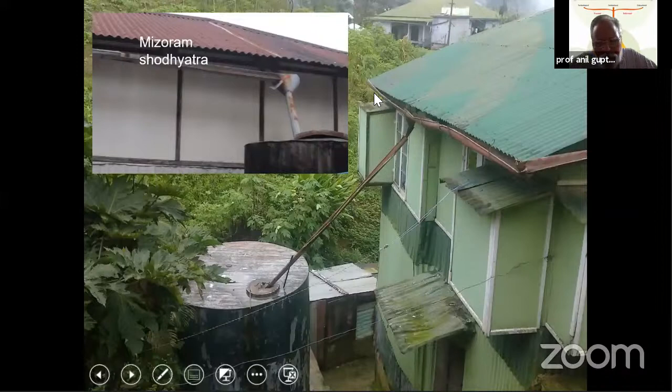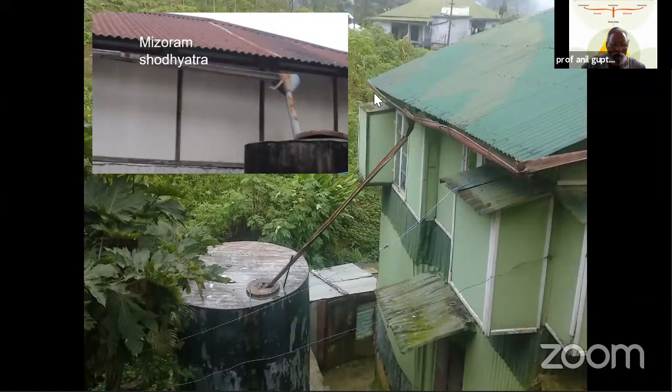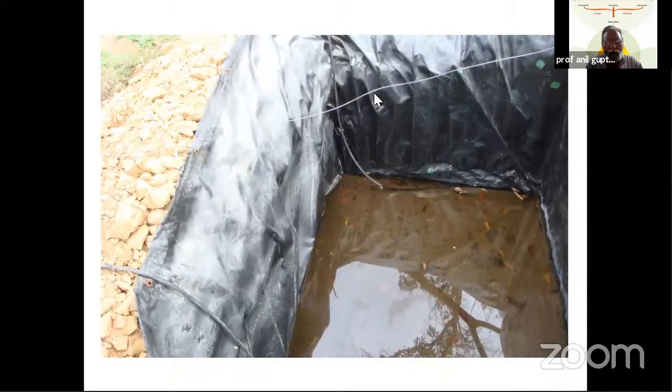Now we are in Mizoram near Aizawl as well, and we were having a Shodhyatra, and we found that almost every house there had a rooftop water harvesting. You have rooftop water harvesting, and one could say that Mizoram is the water harvesting capital of the country. Almost every house, because these people used to live at the basin area, where during the insurgency, the Indian Army moved them to the upper reaches. There was no water there. So they had to collect water from the rainwater. So this became almost a condition for survival.